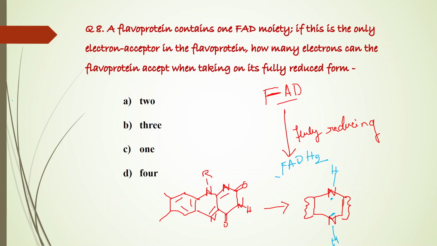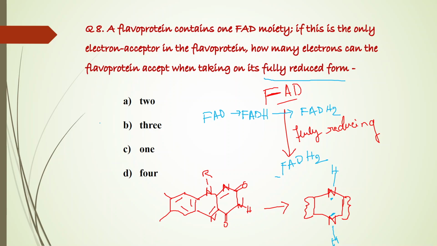Now this is the fully reduced form. If half reduction had occurred, we would first end up with FAD being reduced in a half form to go to FADH. That means only one of these two positions will get reduced, and in the next step it can get fully reduced to FADH2. This is the overall process. Now in this question they are talking about the fully reduced form.